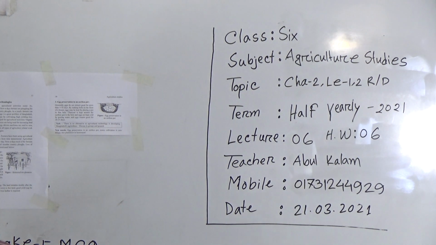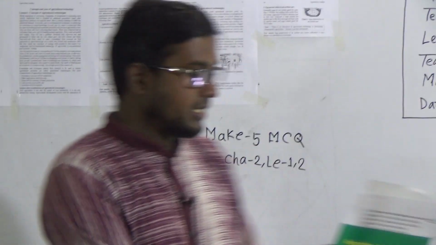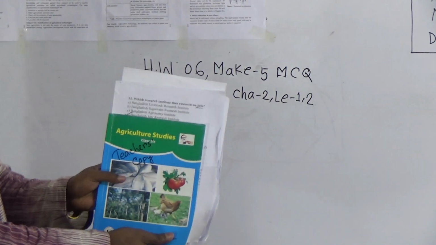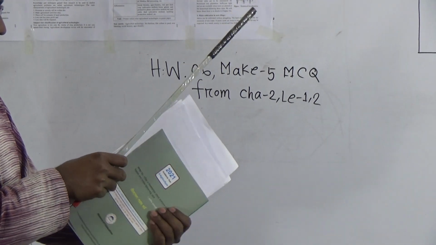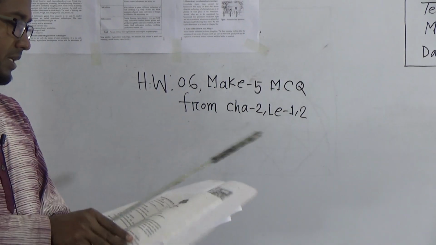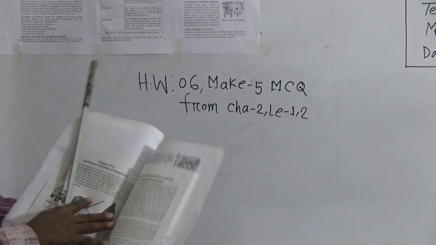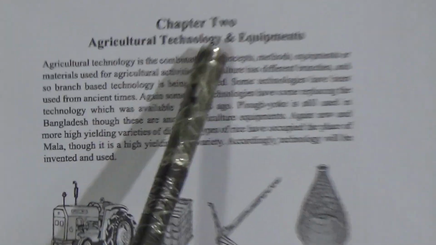Dear students, in this regard, I request all of my students of class 6 to open this book, agriculture studies book, page number 10. Page number 10 of your agriculture studies book. Okay. Opening your book, page number 10, you will get it. Chapter 2, agricultural technology and equipments. Okay, let's see and look at both. So look at this chapter 2, agricultural technology and equipments.